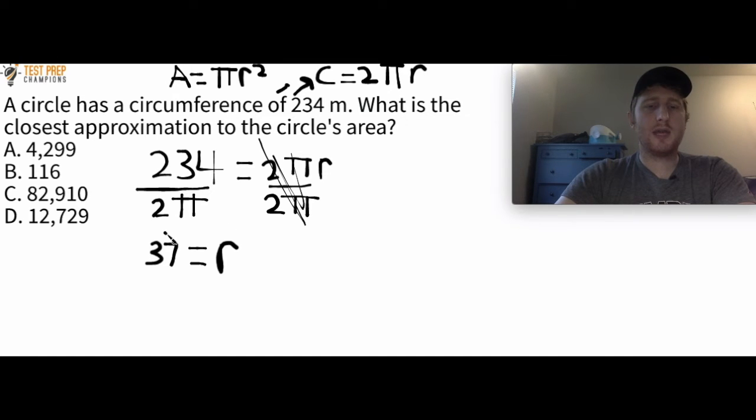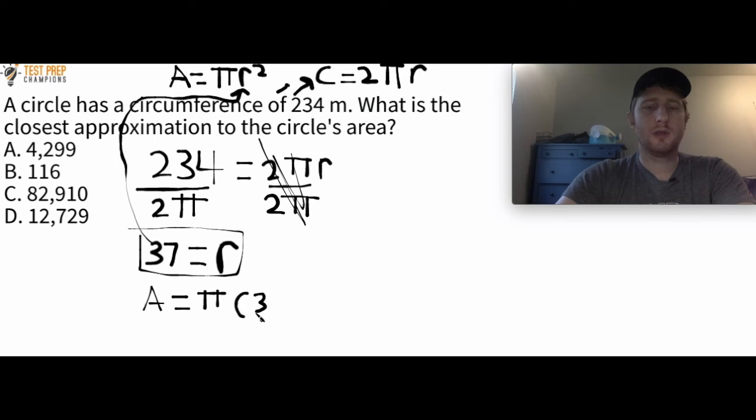So now that I know what r is, I figured out 37 equals r. So I'm going to take that 37 and come up here into my formula for area, and replace the r with 37. So now I have area equals pi times 37 squared. Using your calculator here, 3.14 times 37 squared, I get about 4,298.66, which the closest approximation is A.